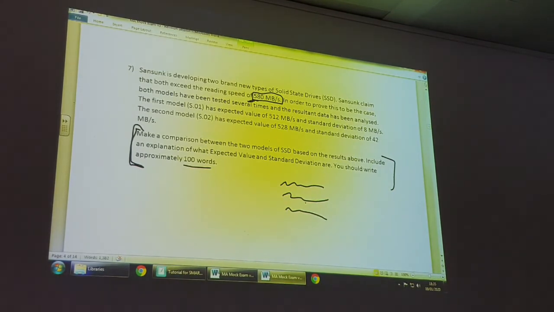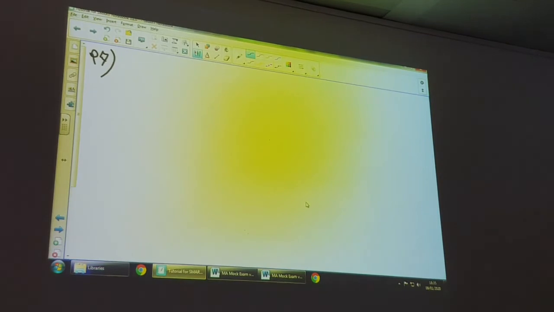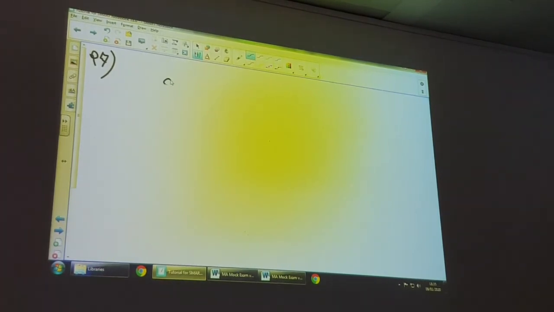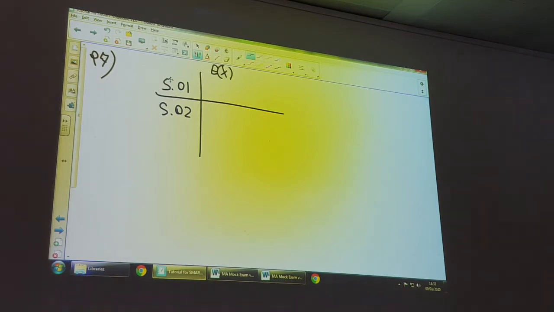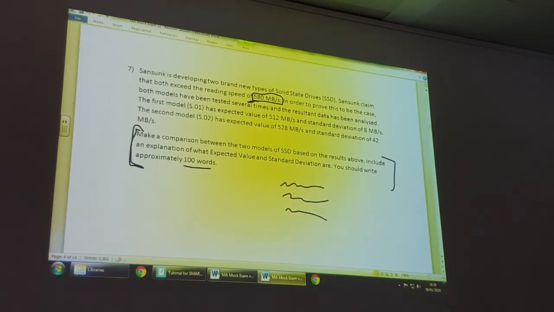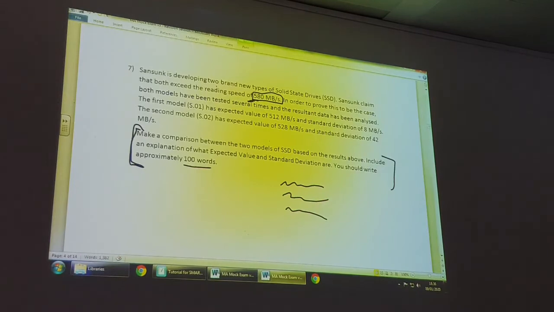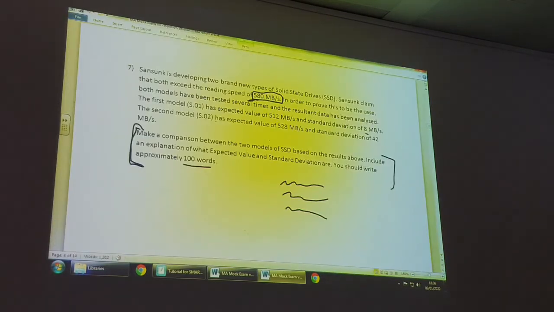So to compare them, I draw a little table. The table in itself will not score you marks. You just need to make one sentence about the table. But it does help if you create a table with those two items, in our case the two SSDs, and expected value at the top, E of X, and standard deviation, for which we normally use sigma, and just extract the numbers from the text to make it easier for yourself to see. So SSD1: expected value 512, and standard deviation 8 megabytes per second. SSD2: expected value 528, and standard deviation 42.